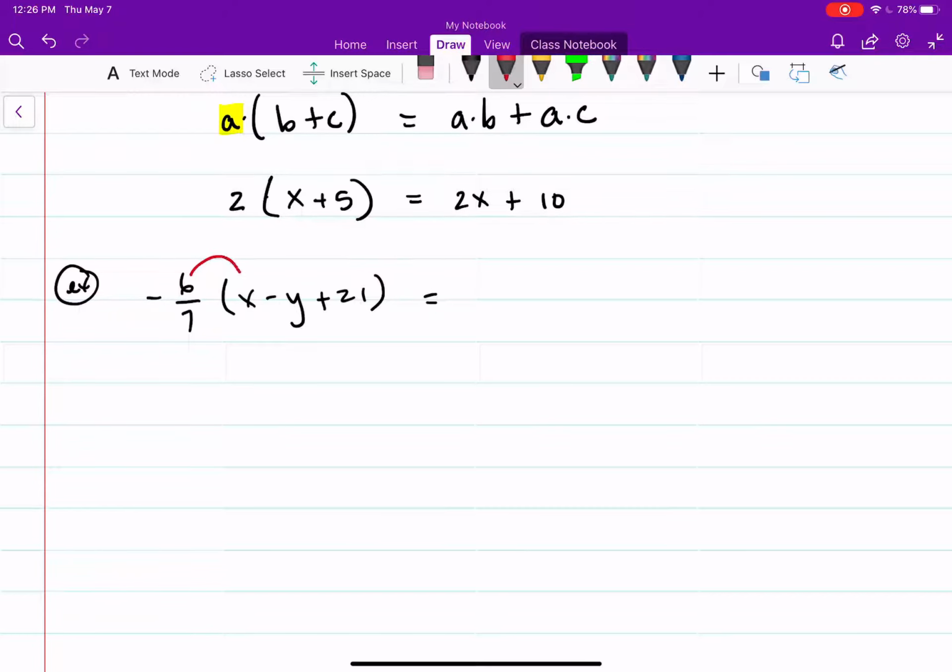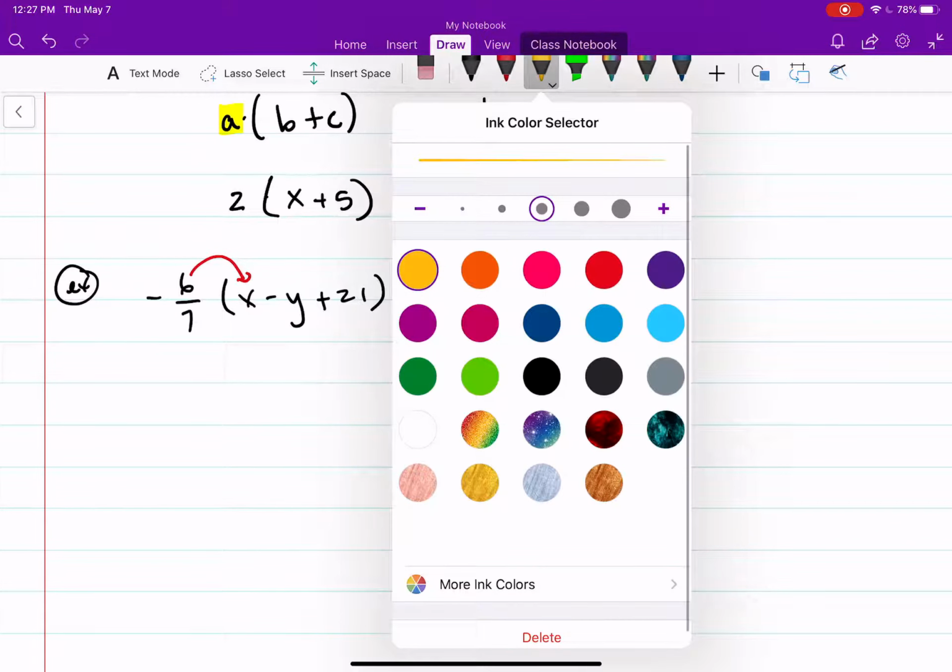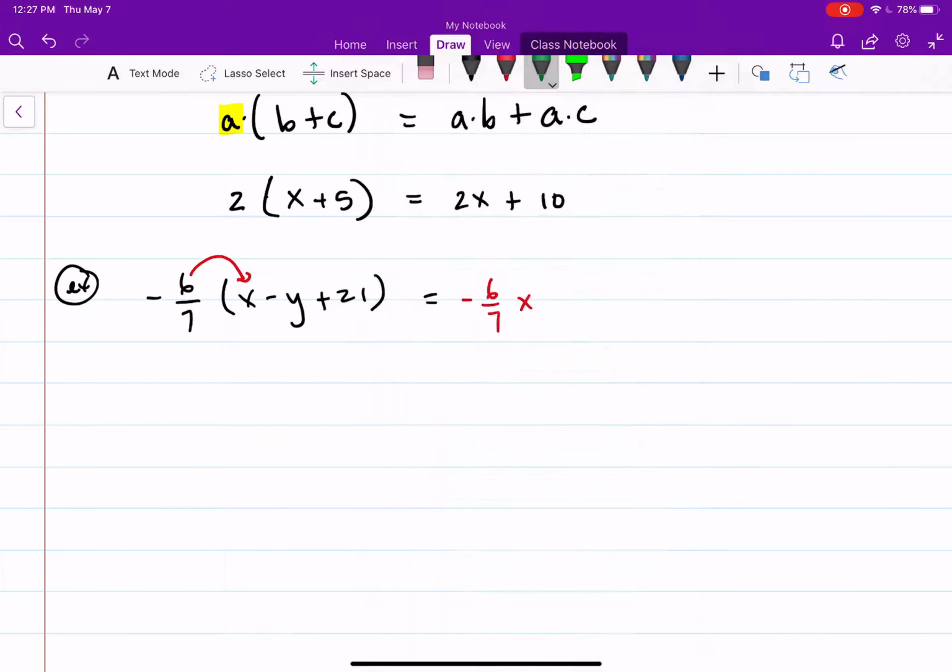So I would do this times this, which gives me a negative 6 over 7x. Let's change this back to green again. Then I got this times this, which gives me, again, negative times negative, so it's going to be a positive 6 over 7y. And then this right here, now I got, again, a negative, so it's going to be negative, and the 21. So you're like, well, what do I do with the 21?